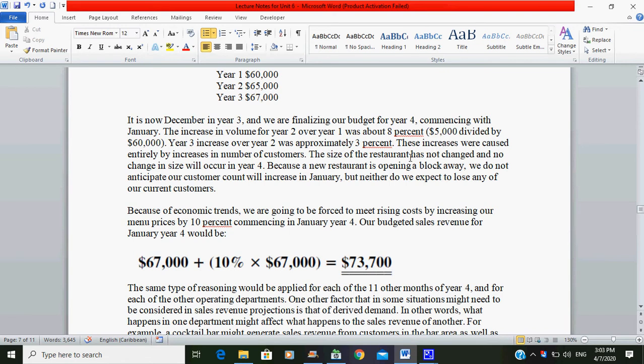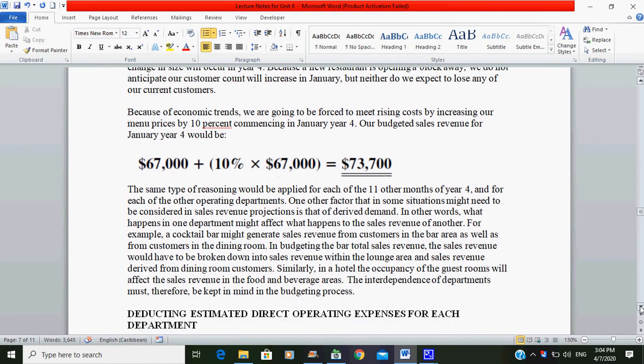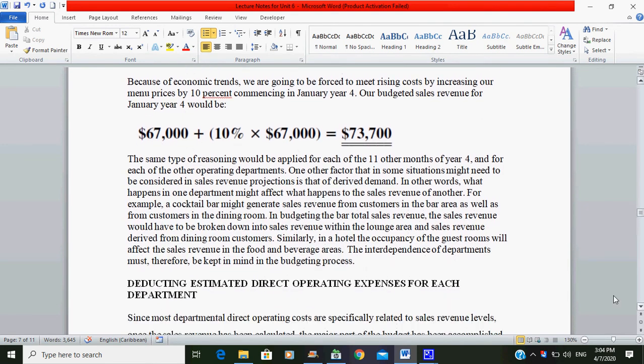Because a new restaurant is opening a block away, we do not anticipate our customer count will increase in January, but neither do we expect to lose any of our current customers. Because of economic trends, we are going to be forced to meet rising costs by increasing our what? Menu prices by 10%, commencing in January year 4. Our budgeted sales revenue for year 4 would be what? 10% times 67,000 plus 67,000 gives you what? 73,700. Alright? The same type of reasoning would be applied for each of the 11 other months of year 4.